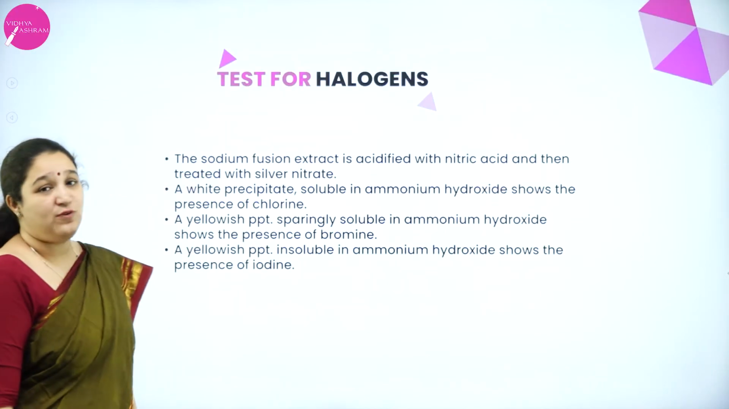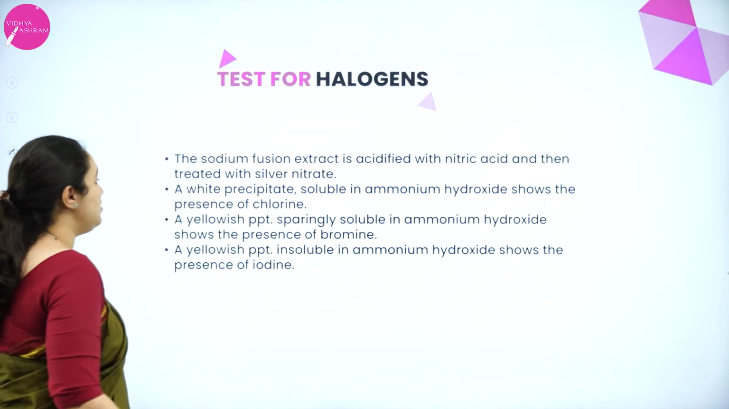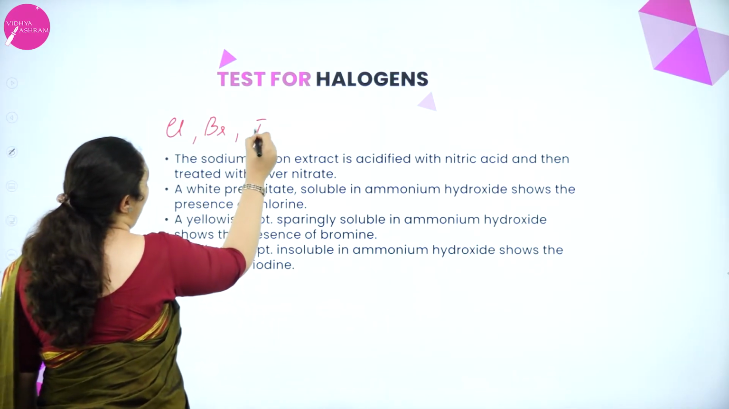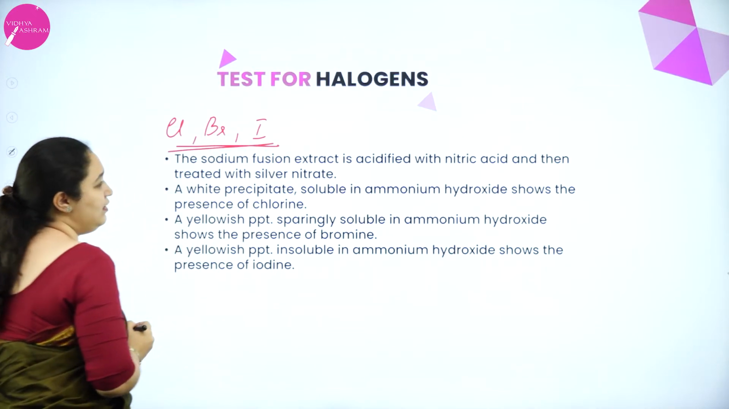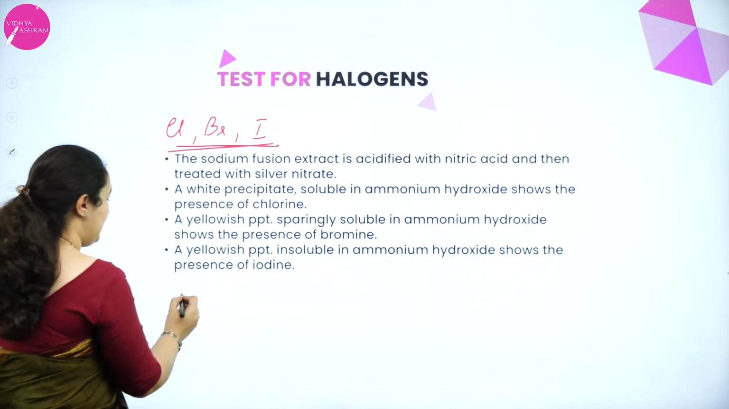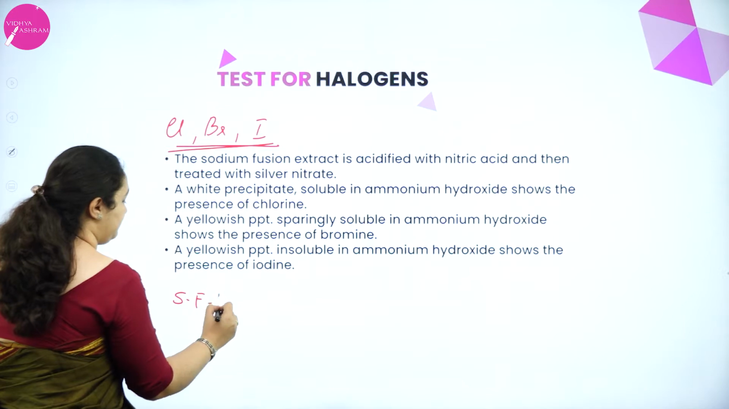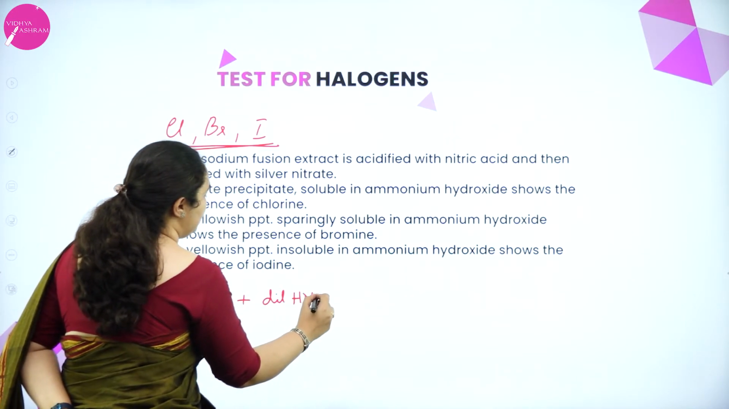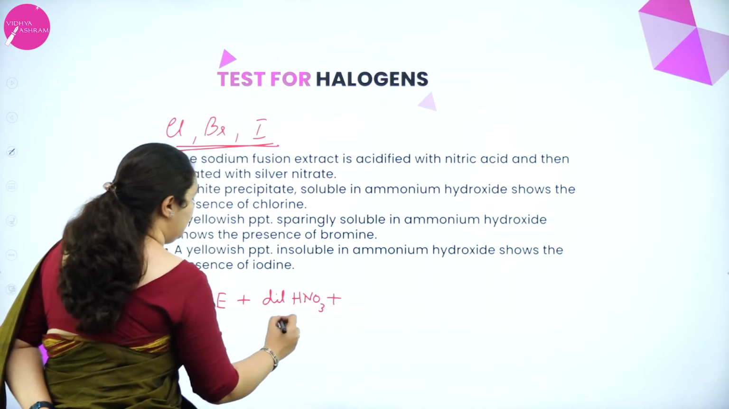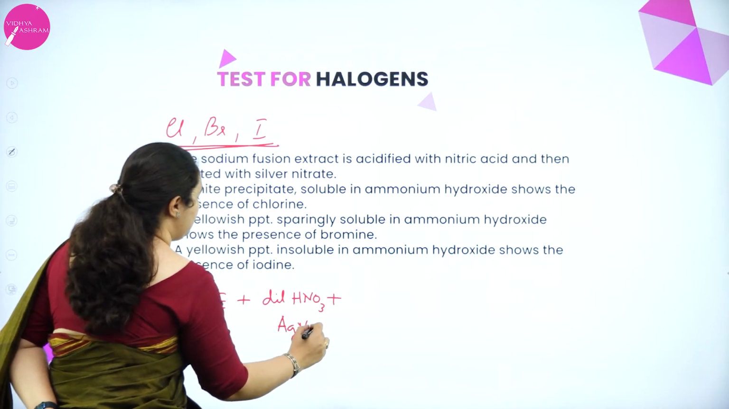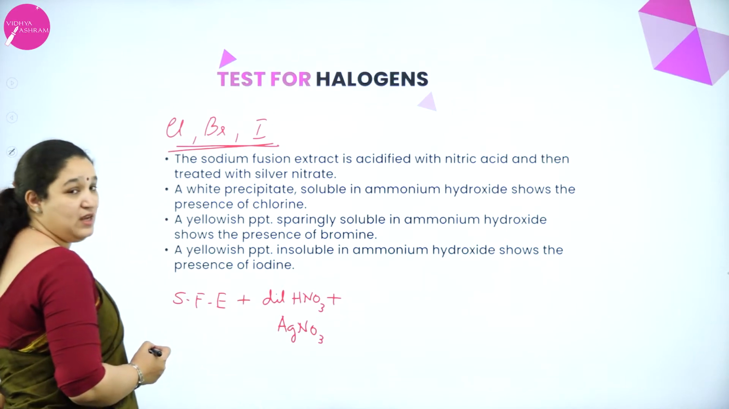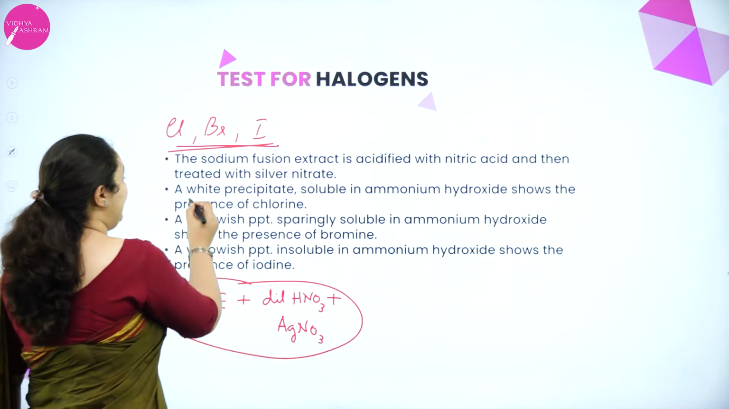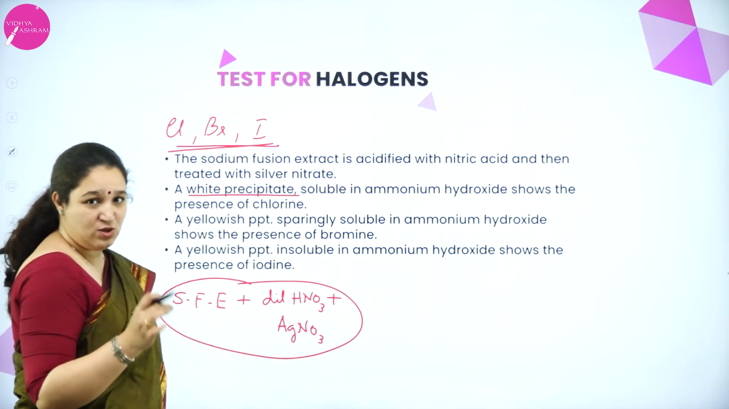Next is the test for halogens. The halogens I can detect here are chlorine, bromine and iodine. So we take the sodium fusion extract and add dilute nitric acid and then silver nitrate solution. When I add this, if I get white precipitate, then it is chlorine.